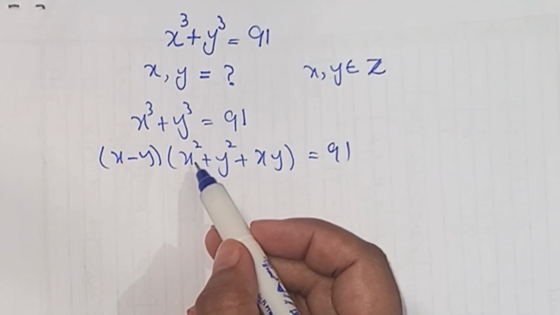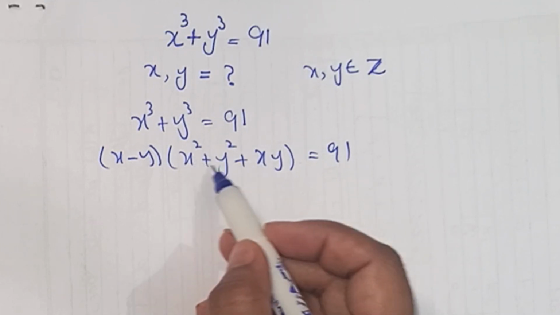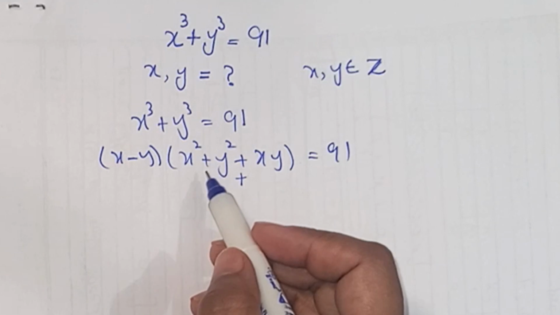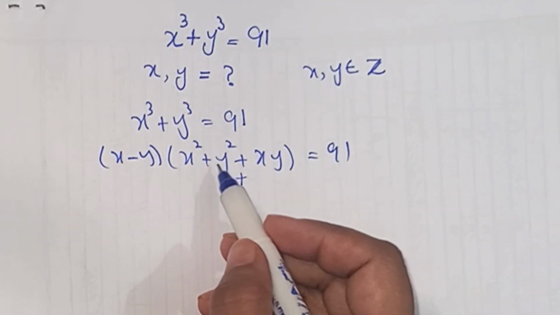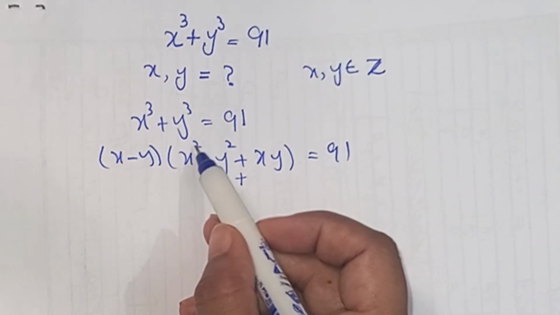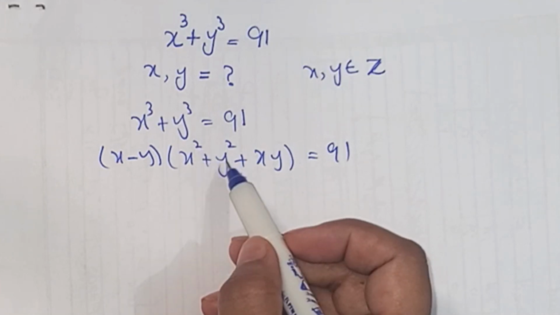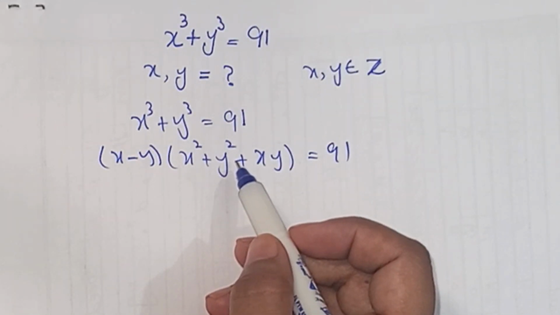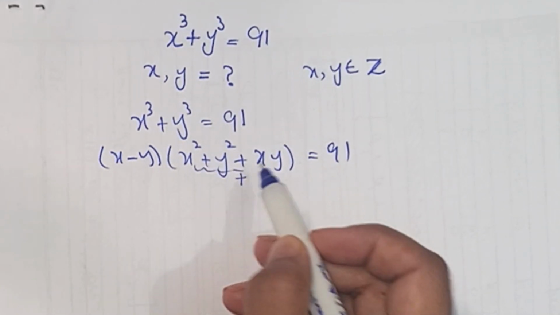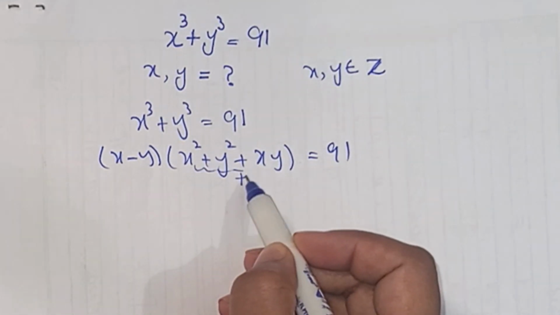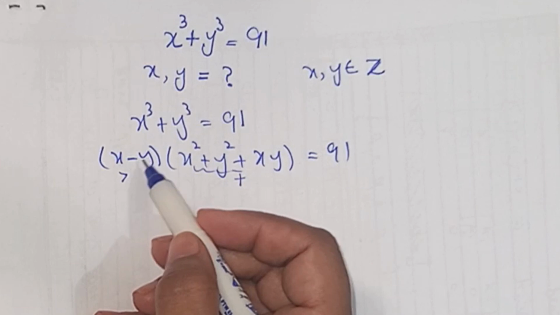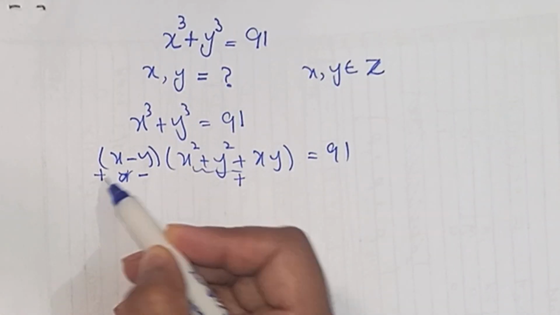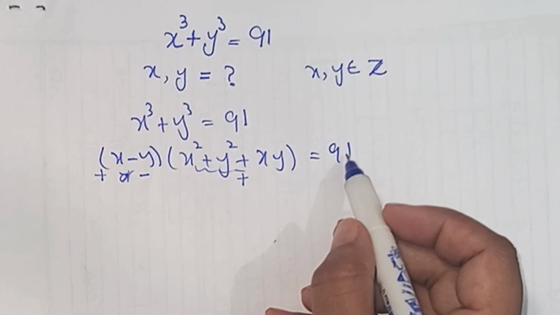If x and y are positive integers, then this will give us a positive number, and if x and y are negative integers, then the x square will become a positive number and the y square will also become a positive number. So this whole part gives a positive number, and this part may be a negative number or a positive number. In the next step, look at the right hand side.